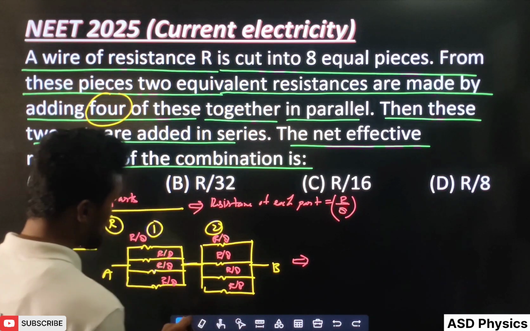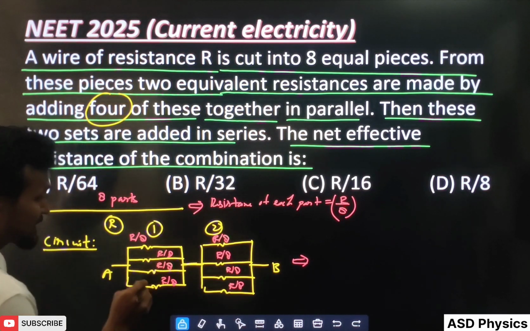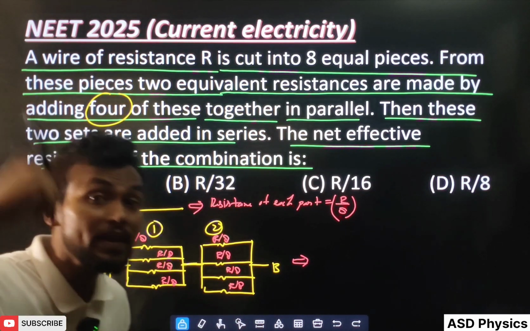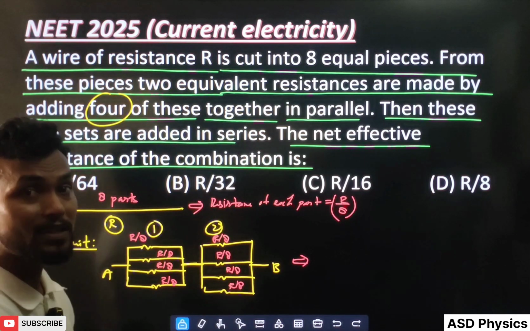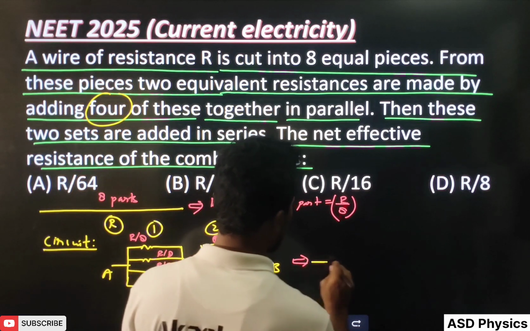See here. When R by 8 and R by 8 are connected in parallel, you know when R and R are connected in parallel, it is R by 2. So R by 8, R by 8, R by 8, R by 8, they are connected in parallel. So you know what will be there?